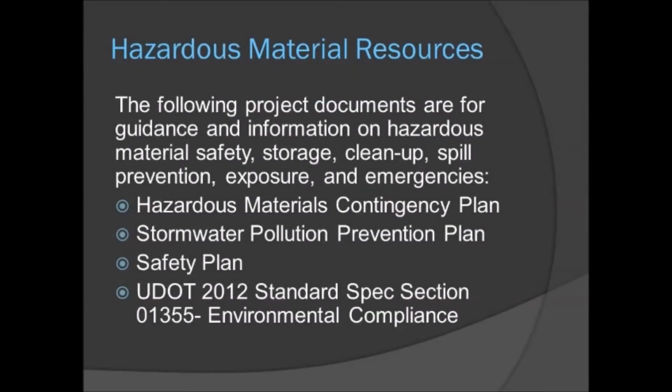Hazardous materials is another area of concern on this construction project. Hazardous materials are typically chemicals that are used in construction efforts that can cause harm with human interaction or that can harm the environment if released. The Project Environmental Protection Plan contains the Hazardous Materials Contingency Plan, the SWIP, the Safety Plan, and UDOT Standard Specification, which provide guidance and information on hazardous material safety, storage, cleanup, spill prevention, exposure, and emergencies.